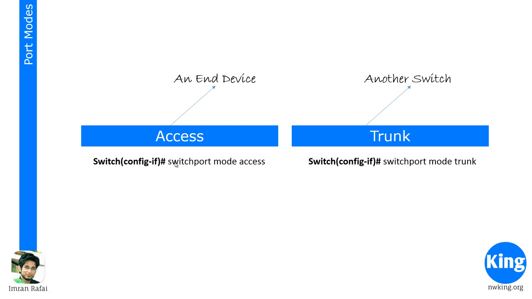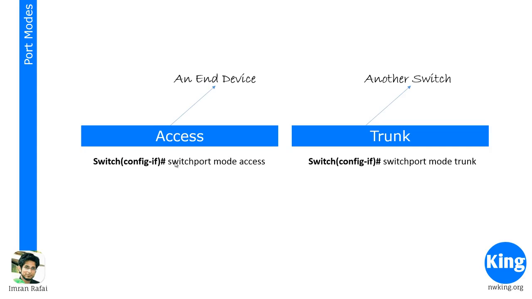So you go into any interface that you want to convert to an access port, and say switchport mode access. Typically when you type a command like switchport mode access, there is another VLAN command that we need to give, but at the moment don't worry about VLAN. At the moment only worry about the mode.